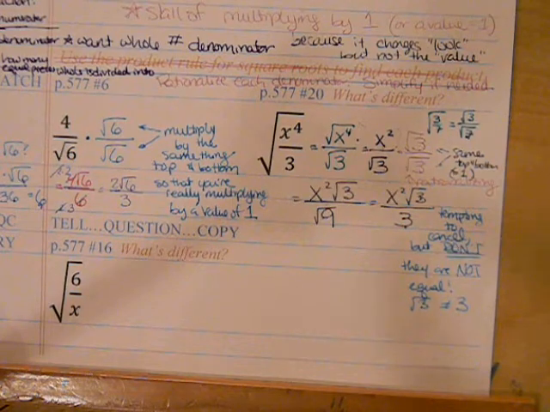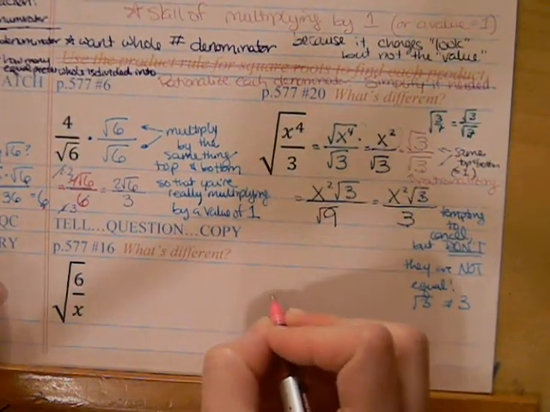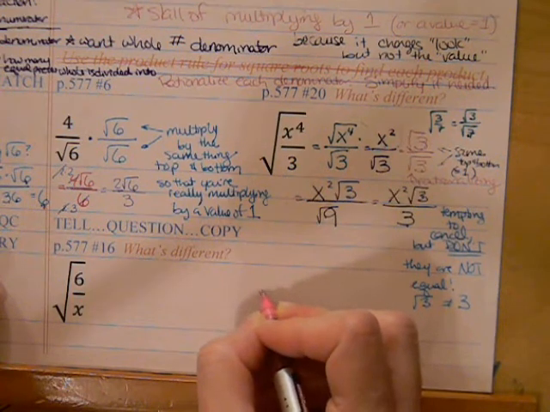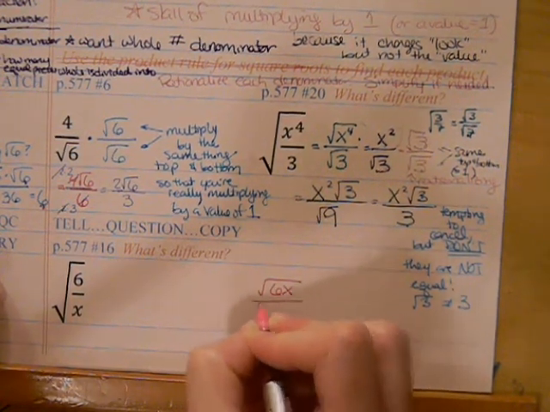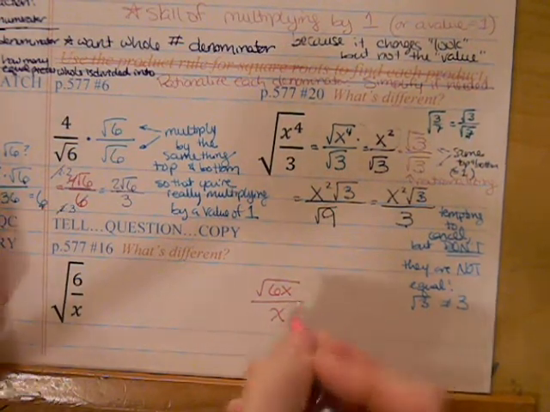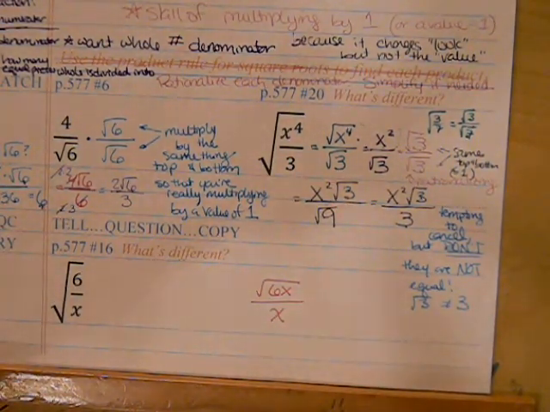Okay, so the answer to 16 should end up to be: underneath the radical in the numerator is 6x, the whole thing over just plain x. And I'm happy to help explain that one in class.